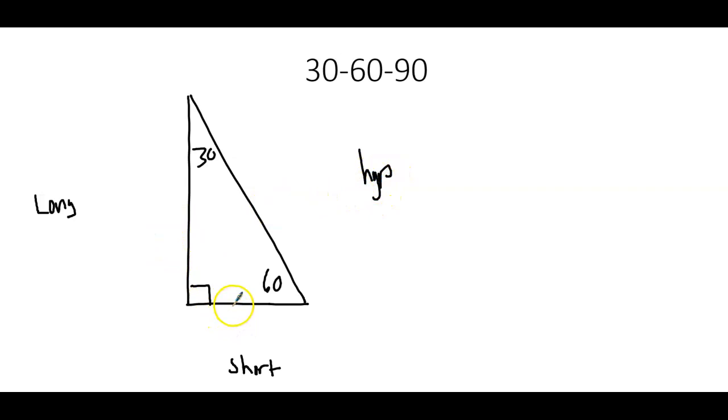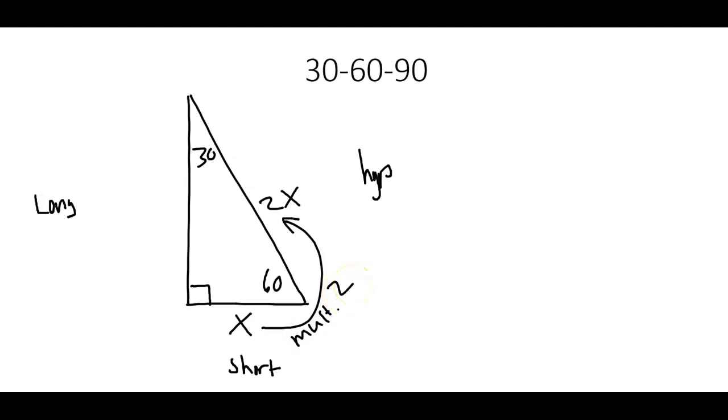Now, here's how 30, 60, 90s work. The short leg, let's call that X. Okay, that's going to be our starting point. Now, whatever the short leg is, the hypotenuse will always be twice that much. So 2 times X. So if you ever have your short leg, you can find your hypotenuse pretty quickly simply by multiplying it by 2.